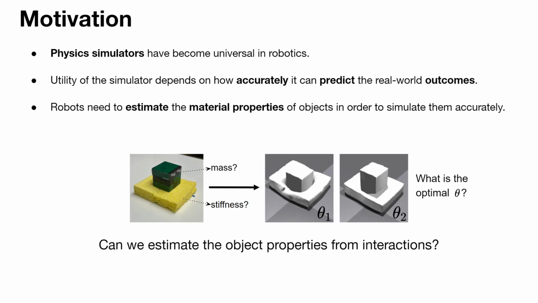of a simulator largely depends on how accurate it can predict real-world outcomes. However, even with the most complex simulations, inaccurate parameterizations prevent accurate predictions. In this case, the robots need to estimate the properties of objects from observations to simulate them accurately. In this paper, we ask the question of, can we estimate these object properties from interactions?